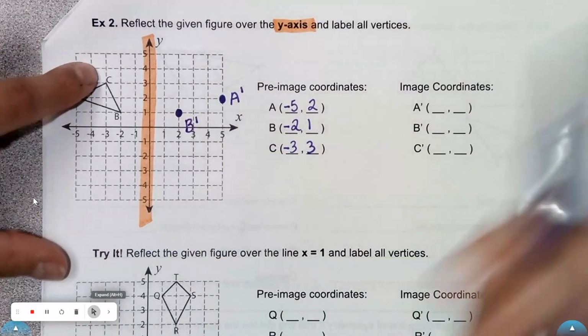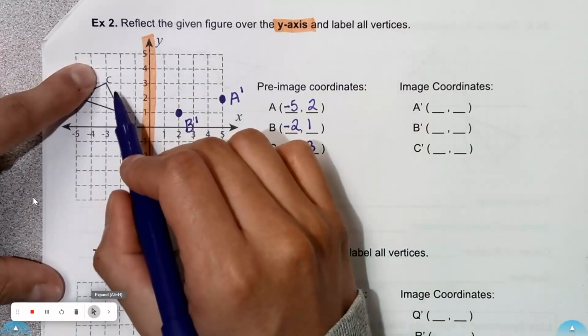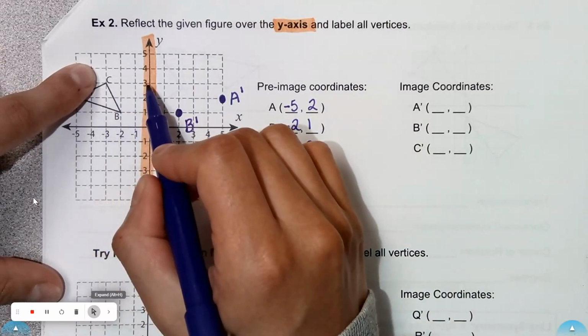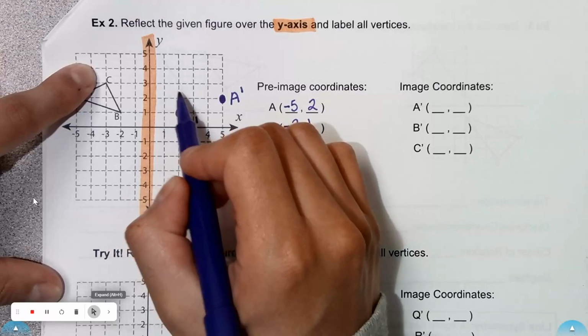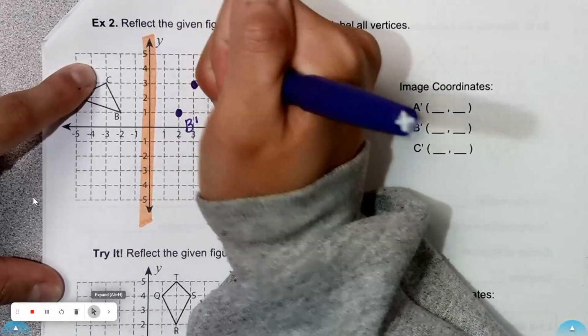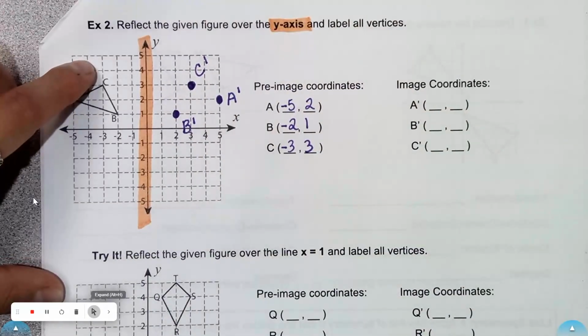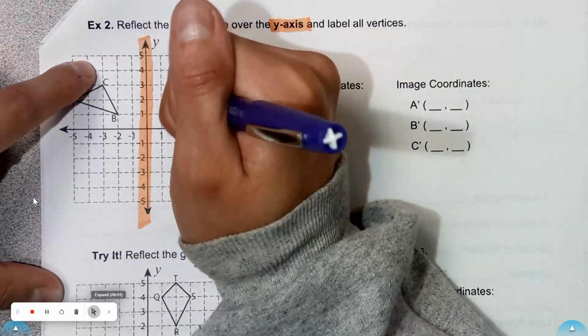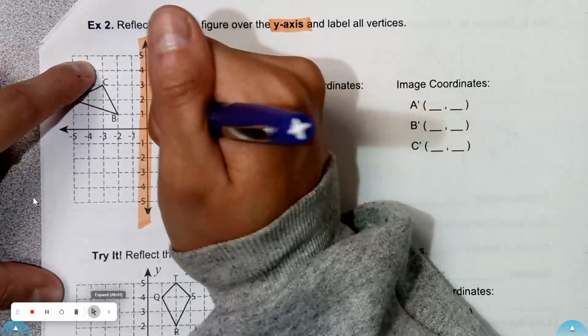Okay, I'm going to do the last thing for C. I'm going to count, see how far away I am, 1, 2, 3, and then same in the other direction, 1, 2, 3, put a dot there. This is C prime. Then I'm going to connect them to make my triangle.